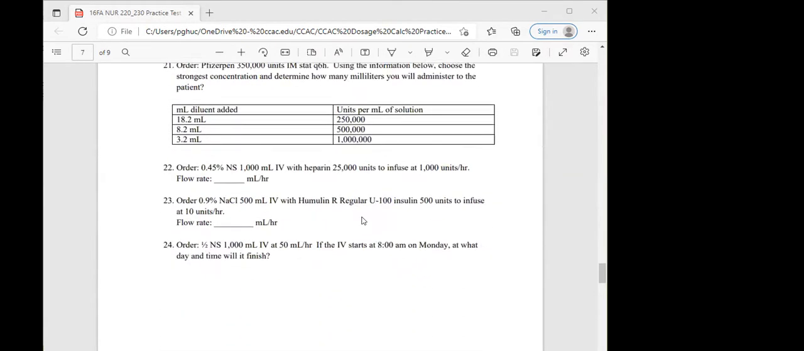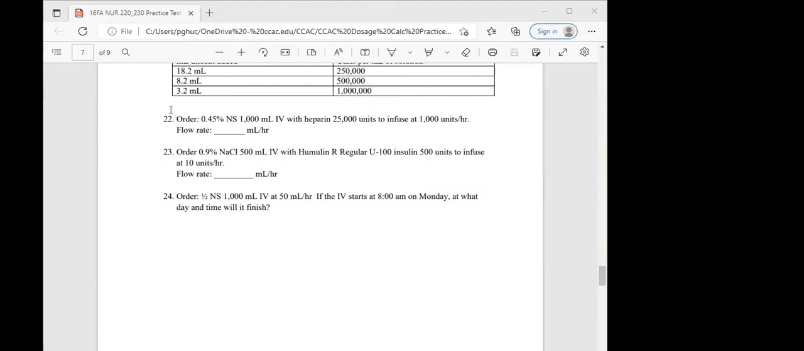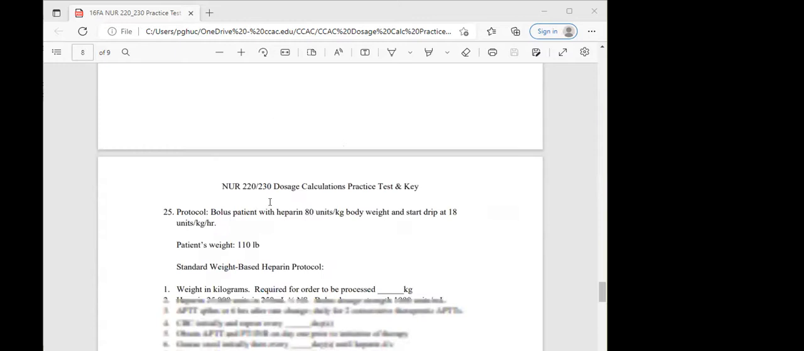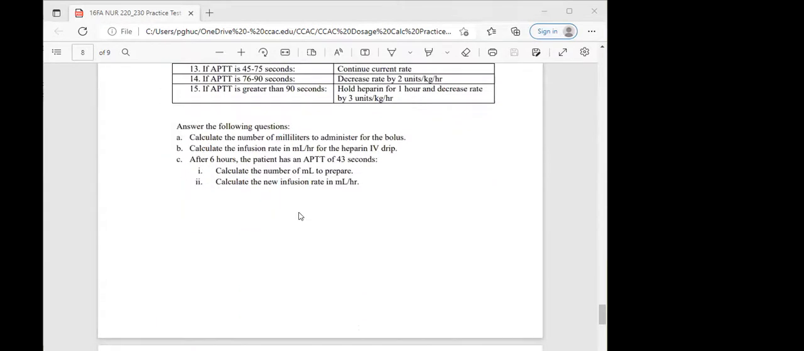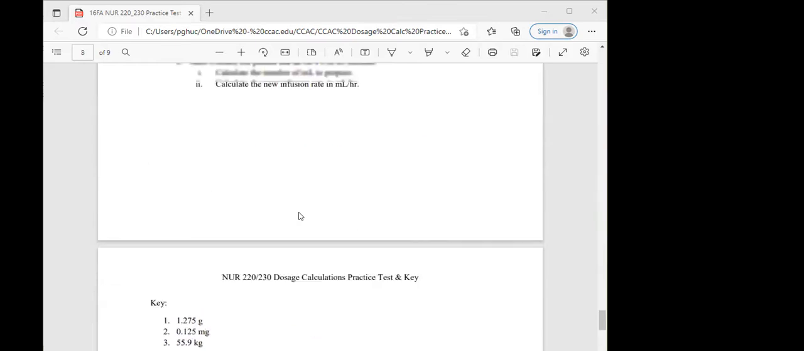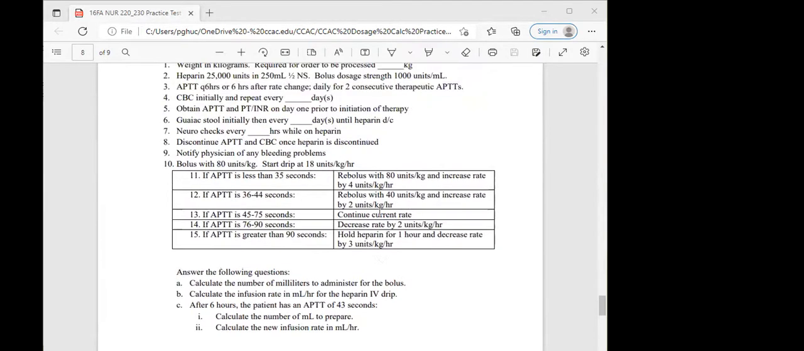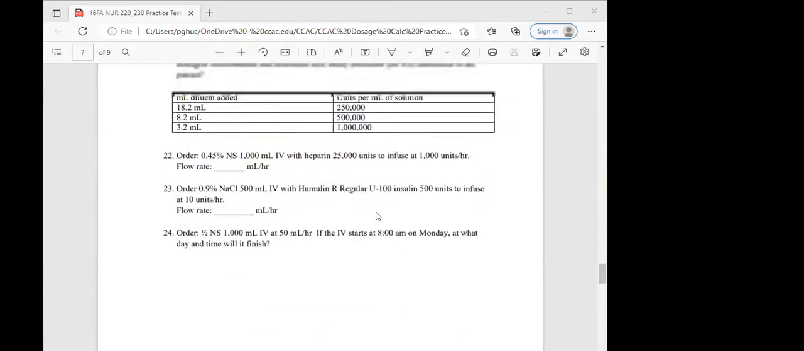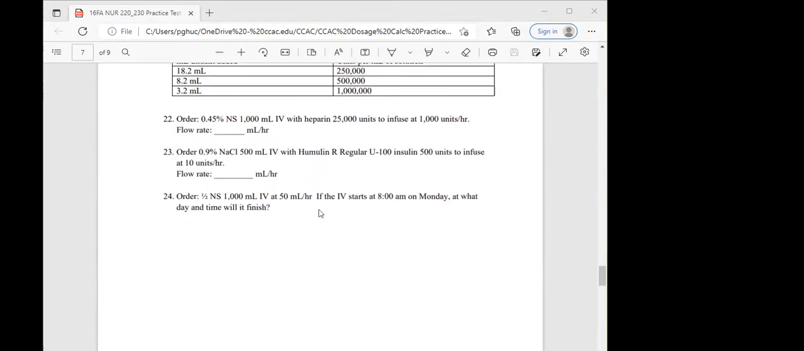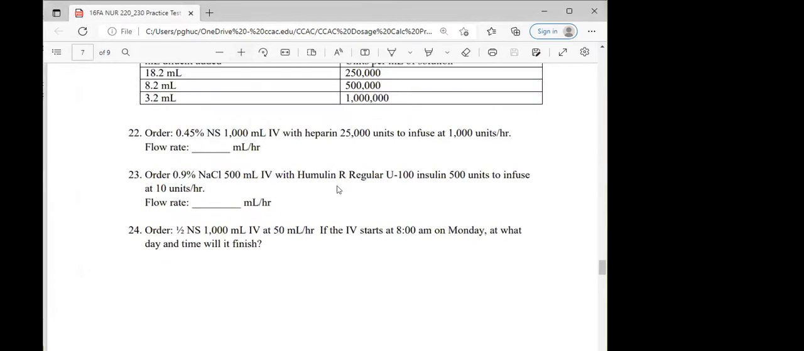There's a couple things that are a little bit different, like 22 and 23, where they give you an infusion rate in units per hour, and they want you to calculate flow rate in milliliters per hour. So I'll show you those real quick, 22, 23, and 24, and then we'll jump into the Heparin protocol, which if you've tried it, maybe you had some success with it. If not, I'm going to try and help out with that. Like I said, I'll start off with 22, 23, and 24.